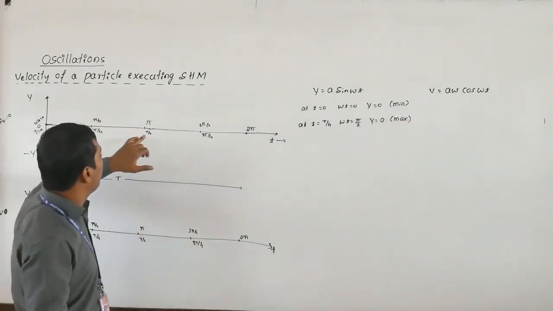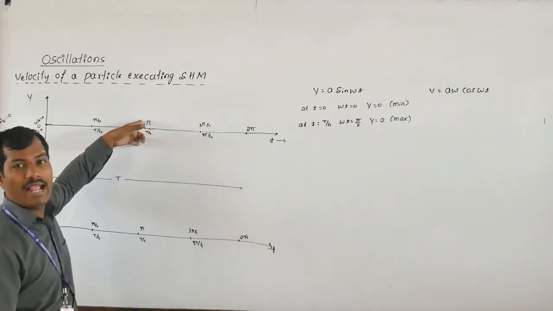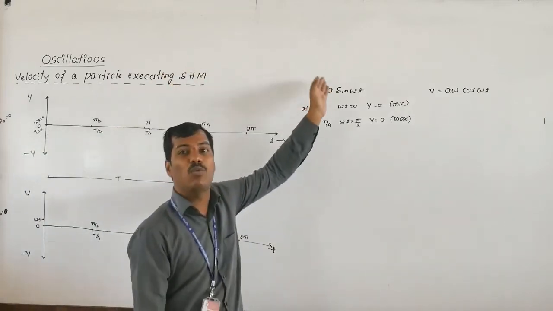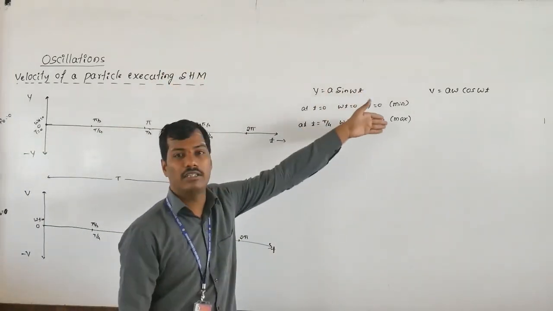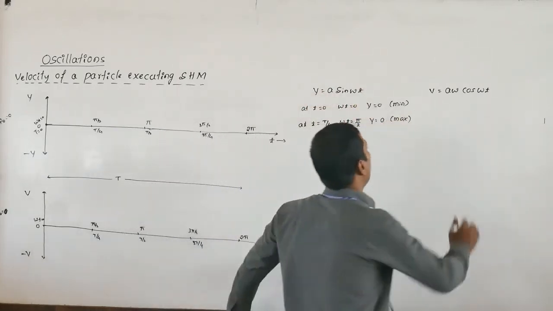Like that, at t by 2 it again becomes 0. T by 2 means the angle is pi. Sine pi, which is sine 180, is again 0. Then y is equal to again 0 here. Then the same term appears here.